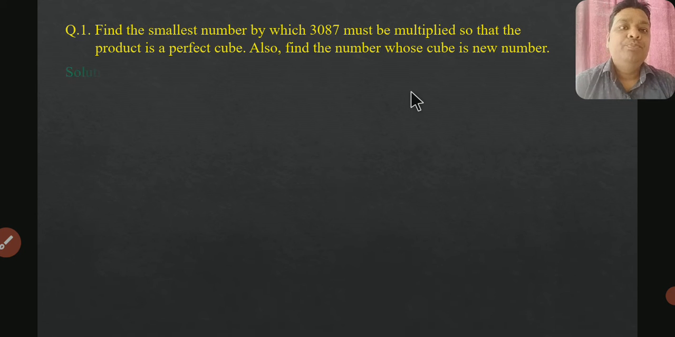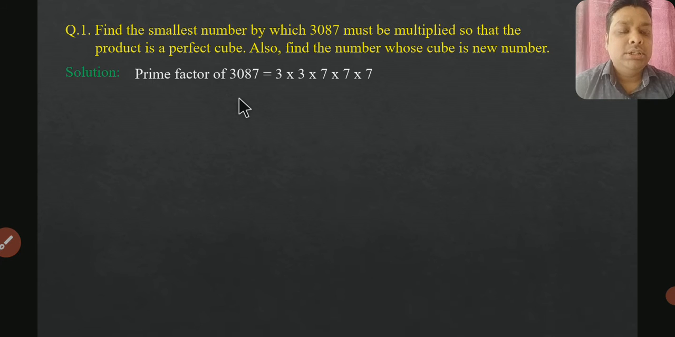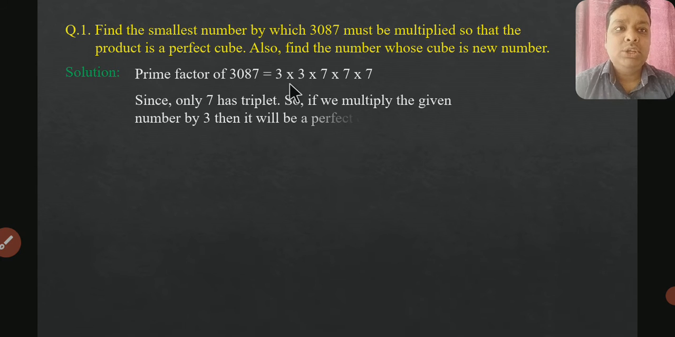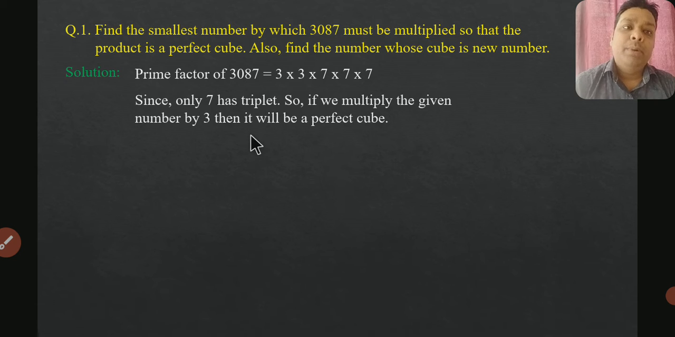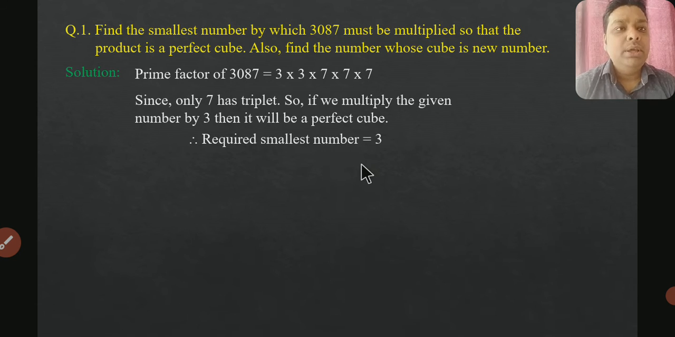Okay. So now you can see, at first we will find the prime factors of 3087. We will get 3 into 3 and 7 into 7 into 7. Now you can see that only 7 has a triplet, but 3 is not forming a triplet. If there were one more 3, then it would form a triplet. It means we need one more 3. If we multiply this number with one more 3, then it will be a perfect cube. So the required smallest number will be 3.